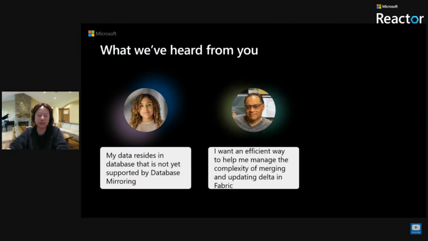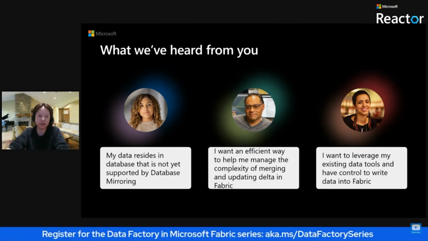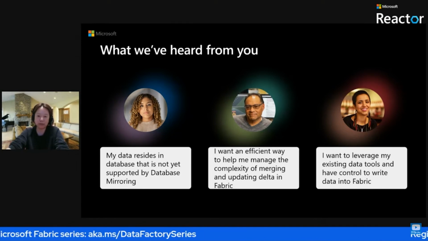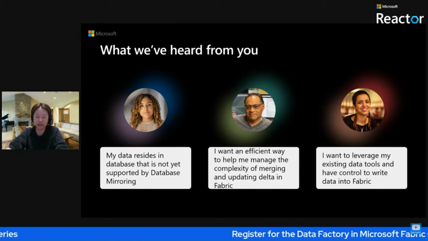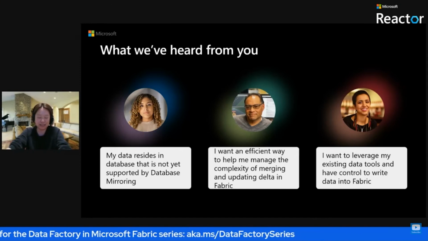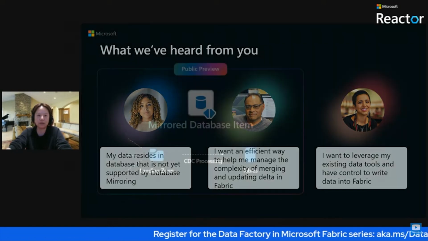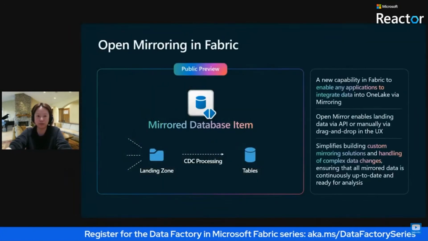In addition to the out-of-box database mirroring provided for different types of sources, we also hear the feedback that you may have more data sitting in different types of data sources that you want to replicate into Microsoft Fabric. Or you may have some existing solution that pulls data from those sources, but now you want to write those into Fabric as Delta tables without managing all those complexities of the merge, Delta handling, etc. So based on all that feedback that we received from you, mirroring also offers the open mirroring solution in Fabric.